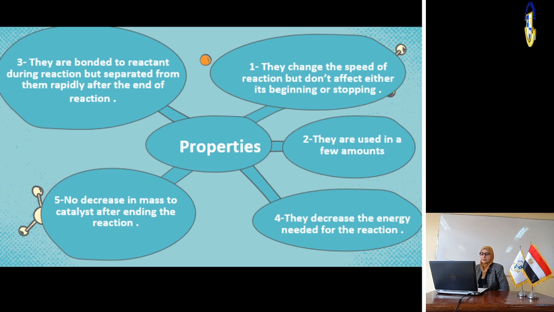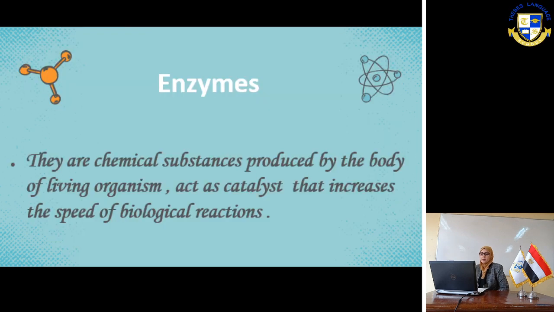Slide number 15. Enzymes. They are chemical substances produced by the body of the living organism. They act as catalysts that increase the speed of the biological reaction. So here the enzyme is like the catalyst, but it is in the body of a living organism, and it acts as a catalyst and increases the speed of the biological reaction.